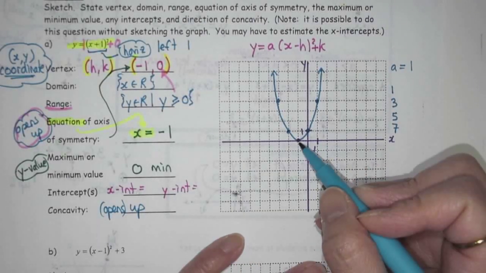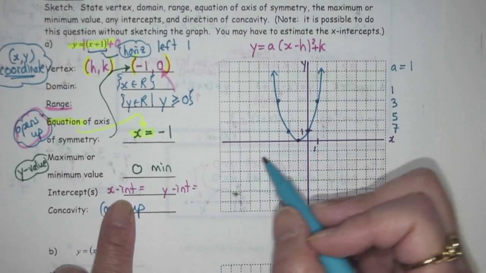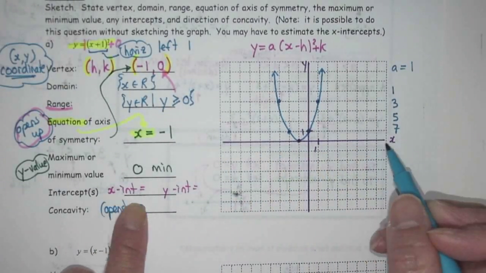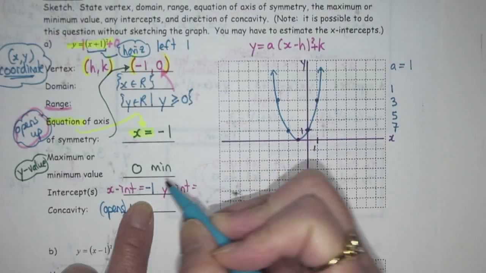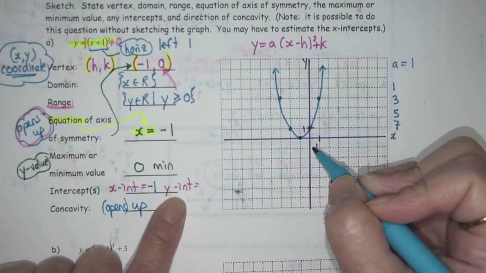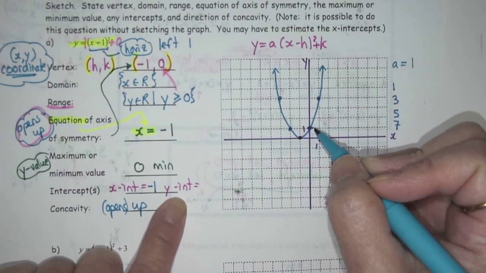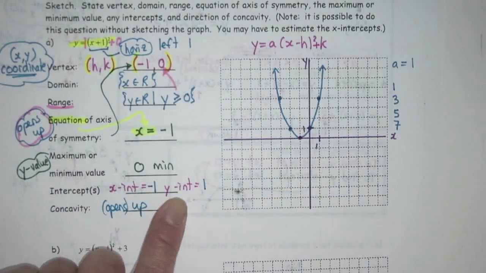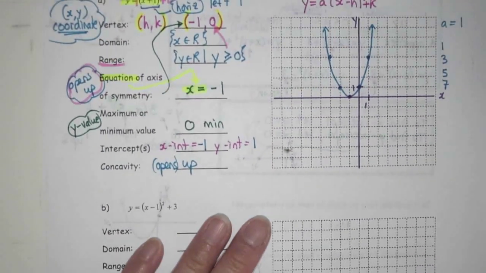So that gives us our vertex. And so then I'm asking you the x-intercept. So where does it hit the x-axis? Only at -1. And what's the y-intercept? It'll be at 1. So you can answer that from the graph usually.